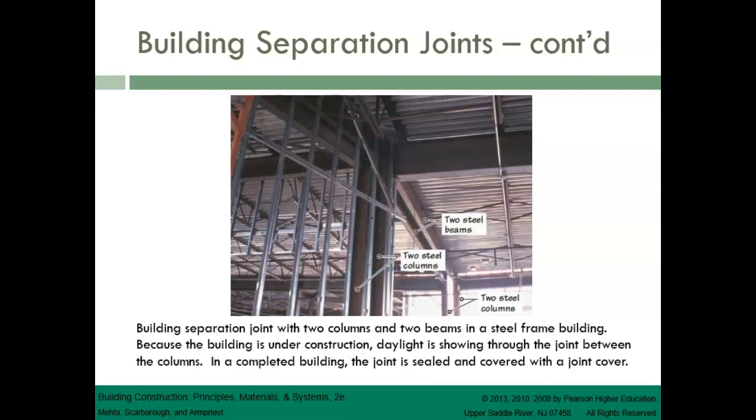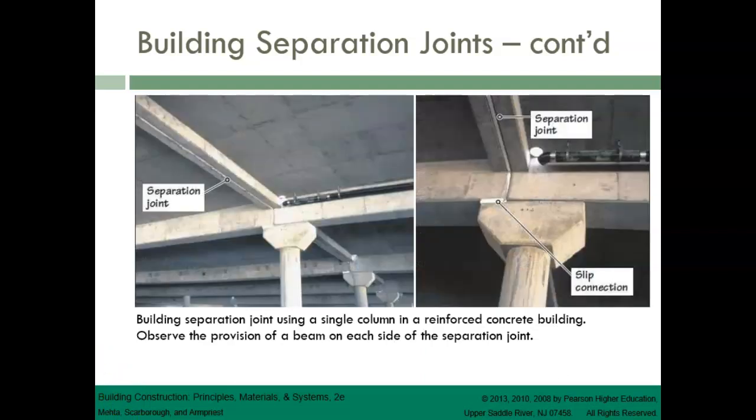This is an example of a building separation joint with 2 columns and 2 beams in a steel frame building. This is an example of a building separation joint that uses a single column in a reinforced concrete building. Observe the provision of a beam on each side of the separation joint.